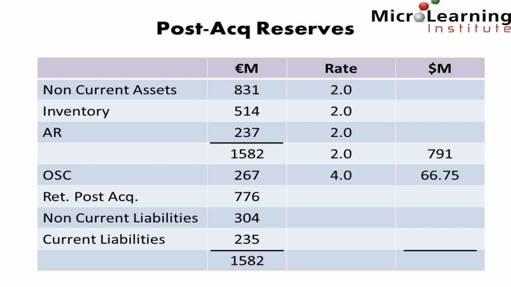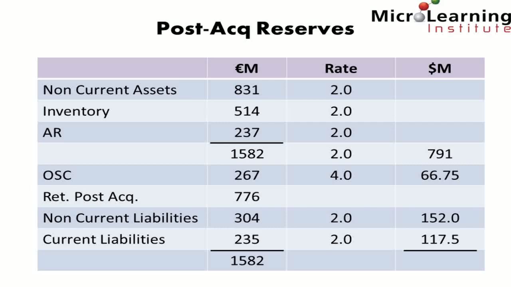Similarly, the ordinary share capital is translated at the rate at which it came into existence, and of course it came into existence on the incorporation of REMA, and on that date we're told that the rate was 4 euros to $1. So the 267 million euros translates to $66.75 million. Similarly, the non-current liabilities and the current liabilities, IAS 21 tells us that they're translated at the closing rate, and here we see them translated.